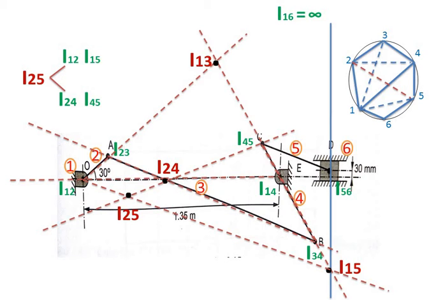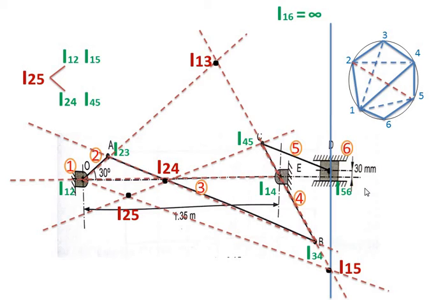In this way we can locate all the remaining ICRs, say I35, or any other remaining ICR, by using Kennedy's theorem. Now if you want to take the intersection of I16 with, say, I12, suppose you have to locate I26, then you will take triangle 1-2-6, and the two sides for I26 will be 1-2 and 1-6. So 1-2 is over here and 1-6 is this line.